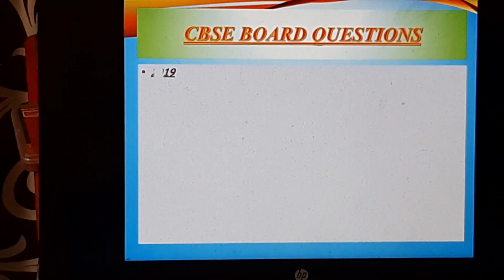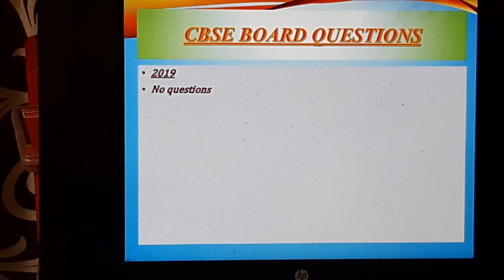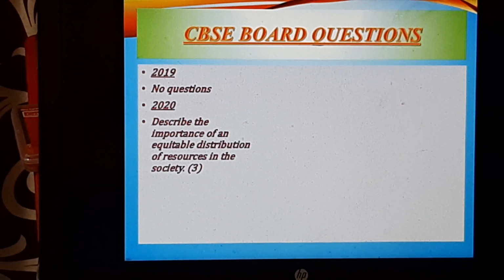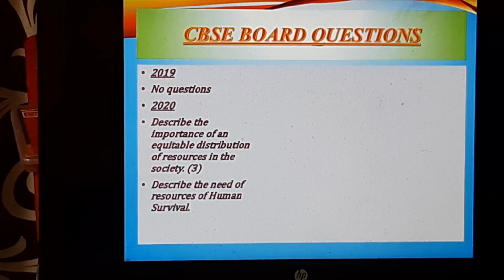Now next comes the year 2019. There was no question from this chapter, and in this year 2020, the question that was given was, describe the importance of an equitable distribution of resources in the society.